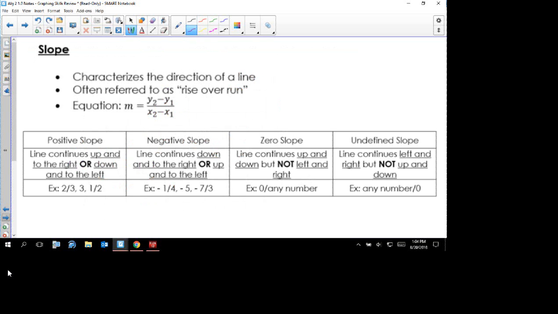Next is a review on slope. We have the equation. Remember we say rise over run, that's slope. It talks about how steep a line is, if there's any steepness to it.